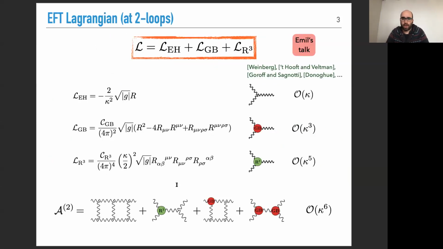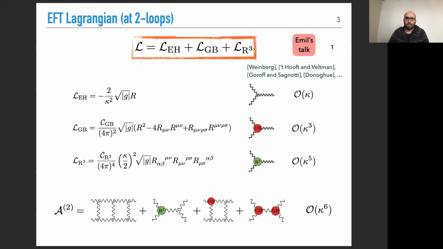So let me start by defining the calculation that we wanted to do. As is well known, the Einstein-Hilbert Lagrangian is non-renormalizable, so you need to start including counterterms as you go to higher loop orders. If you do a one-loop calculation, you need to include this Gauss-Bonnet counterterm, which turns out to be evanescent, but does contribute at two loops. And when you go to two loops, you have a new counterterm, this R cubed counterterm. And if you go to higher loops, you would have even more counterterms. And I refer you here to Emil's talk also on Tuesday, where he described these sorts of Lagrangians in great detail.